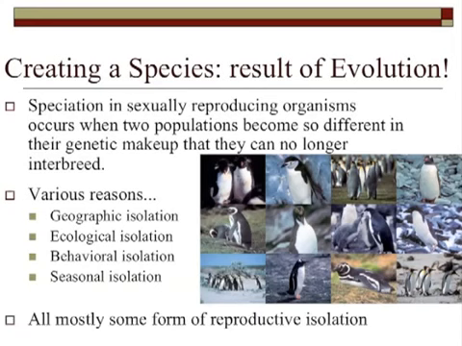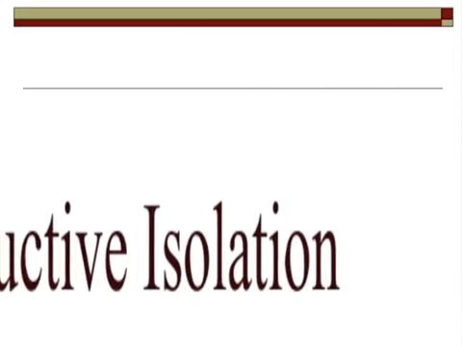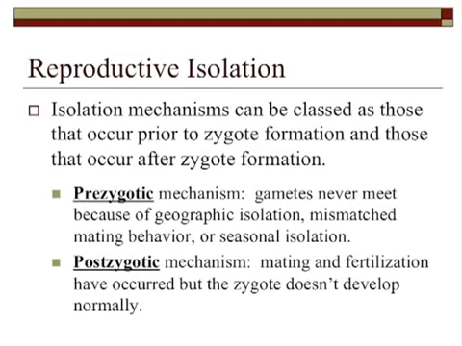Most of these, because the major aspect of two different species is reproduction, are some form of reproductive isolation. And there are two types of reproductive isolation: prezygotic and postzygotic. The prezygotic mechanism is the fact that the gametes never meet, so there's no mating that occurs, due to geographic isolation, so they never actually meet. Mismatched mating behavior, so different mating calls or mating seasons, and seasonal isolation, like the different mating seasons.